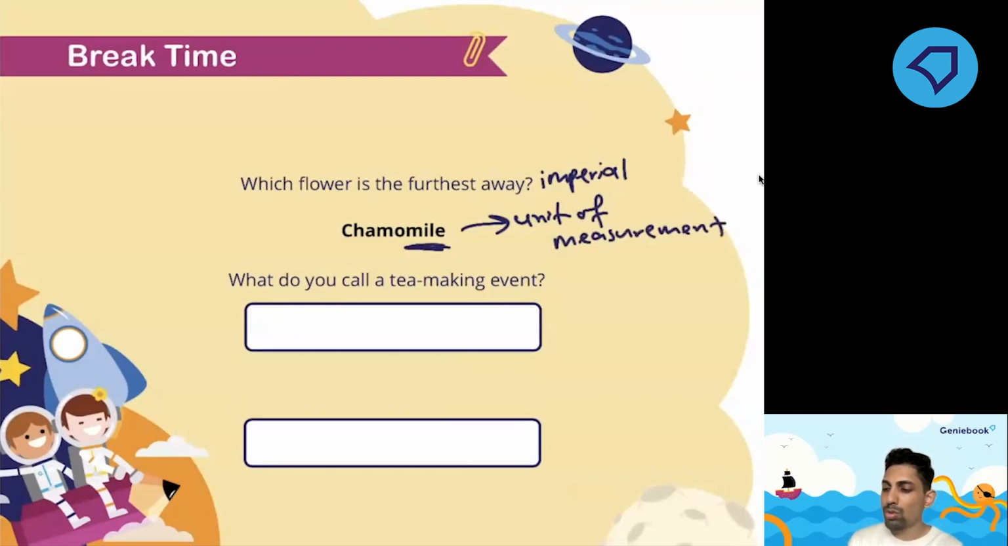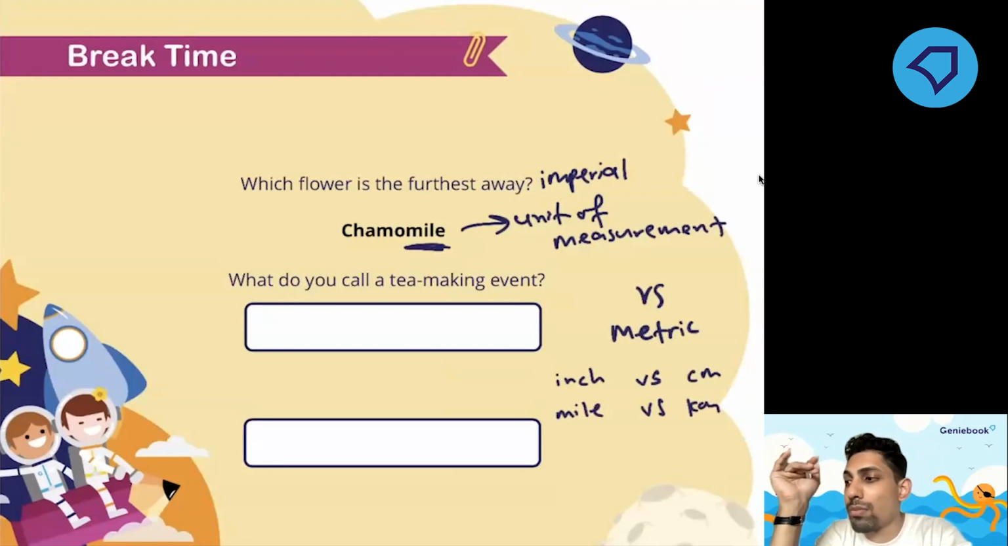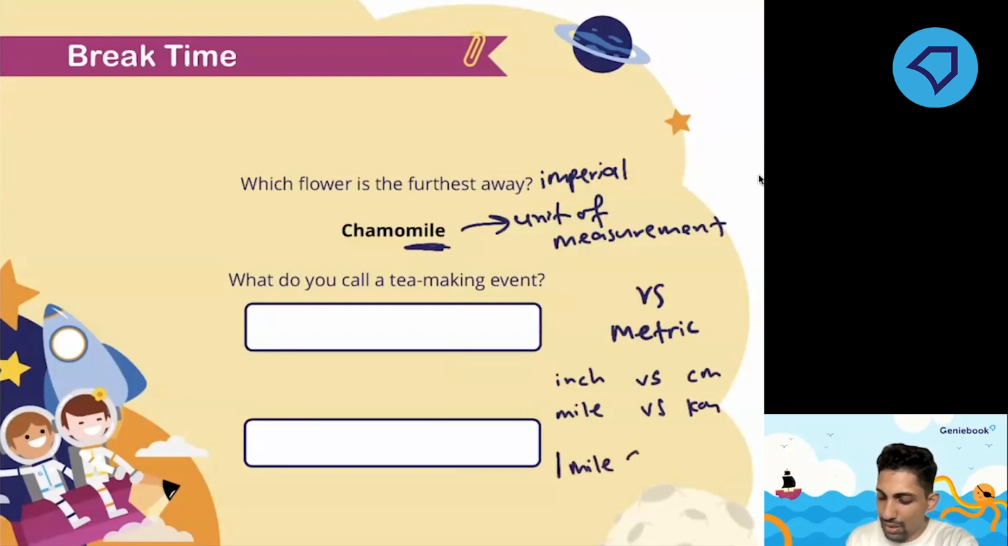So there are usually two units of measurement, the imperial and the metric system. In the imperial system, we say inch. In metric, we say cm. In the imperial system, we say mile. In the metric system, we say km, but these are not exact values. For example, 1 mile is about 1.6 kilometers. Not exactly. You have to convert the units.